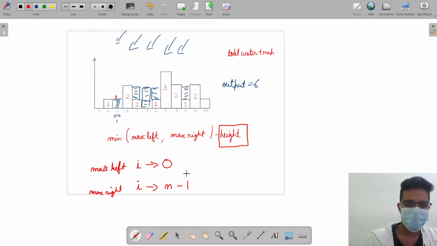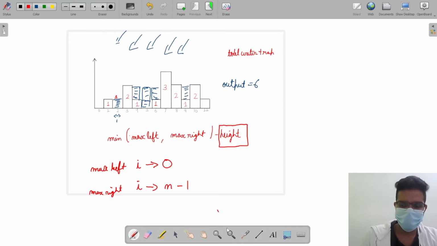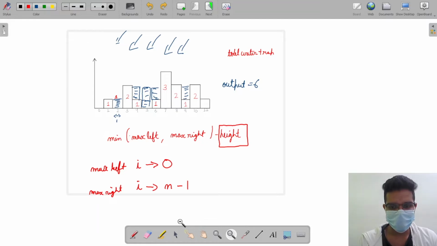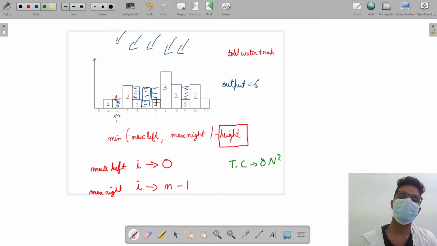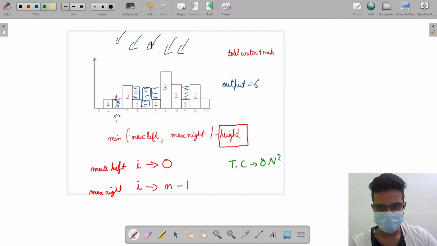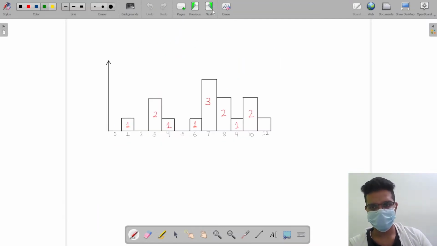Perfect. Now we know that this is not the most optimized solution. Why is that? Because this solution is going to take time complexity of O(n) square. Every time we traverse, we are going to traverse again to calculate max left of every element, and same for max right. So this is a costly operation that is going to take O(n) square time complexity. So now what is our task? Our task is to optimize it. So let's see how we can optimize it.